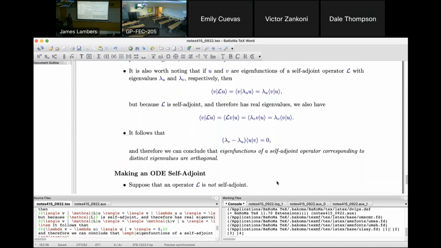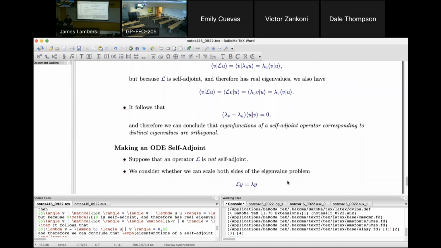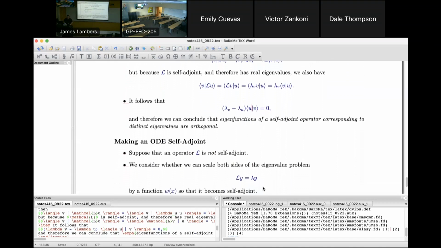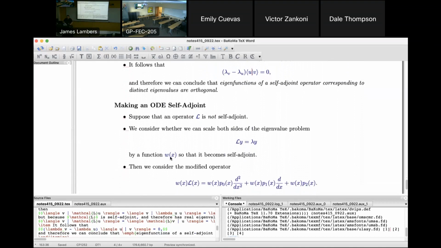But what if your operator is not self-adjoint? Turns out that it's not hard to transform it into one that is self-adjoint. So here's our eigenvalue problem. Then we're going to scale both sides of the equation by some unknown function w. And that means we're going to get a new operator on the left side.